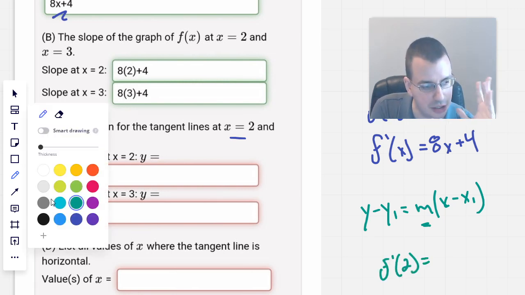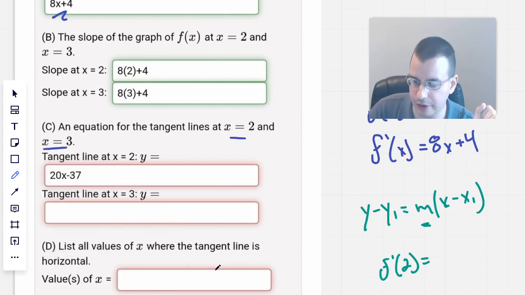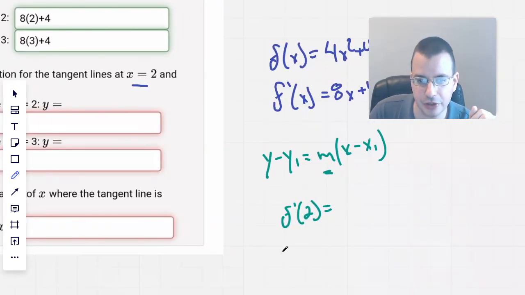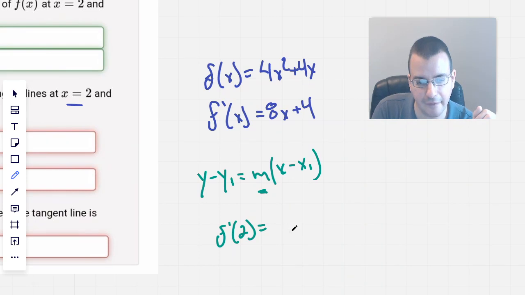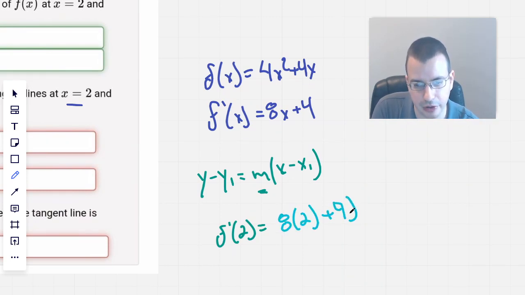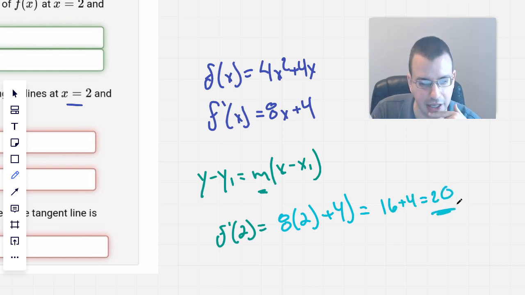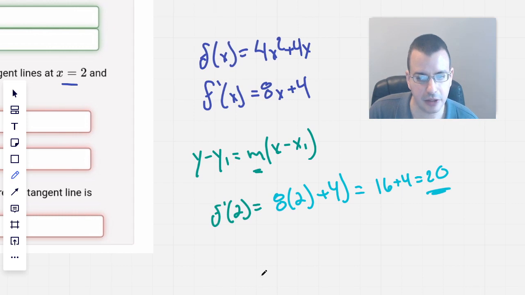Change colors just to maintain my attention. F prime of 2 is going to be 8 times 2 plus 4. It looks like a 9, it's supposed to be a 4. Don't know why I put an extra parenthesis there. Not needed. 16 plus 4, which equals 20. Excellent.